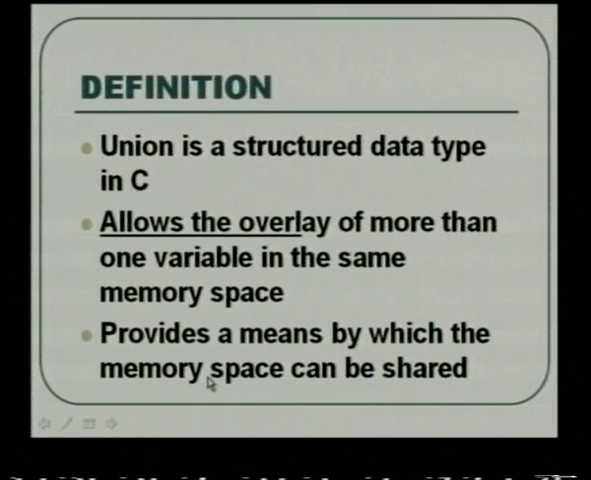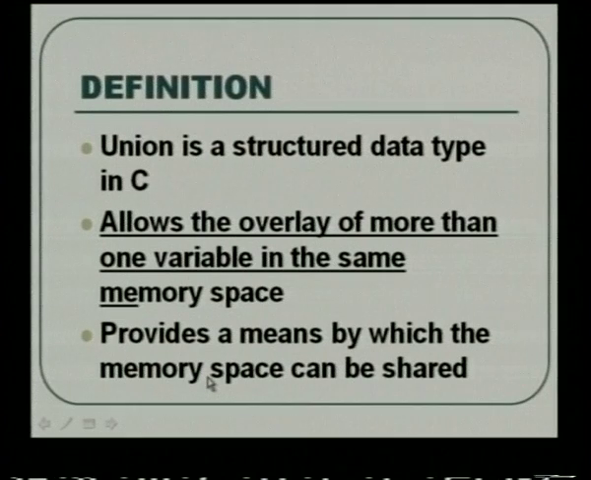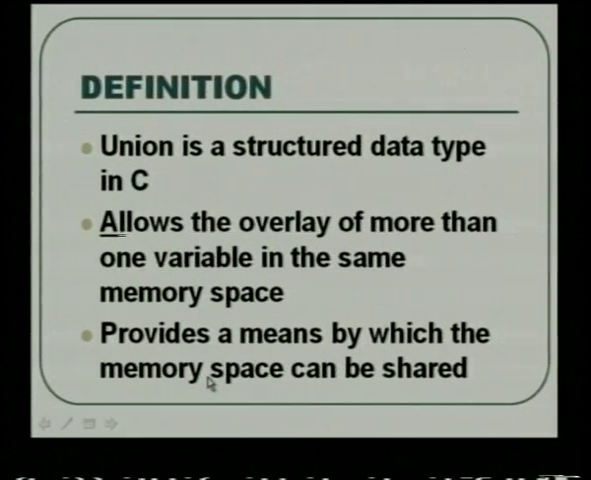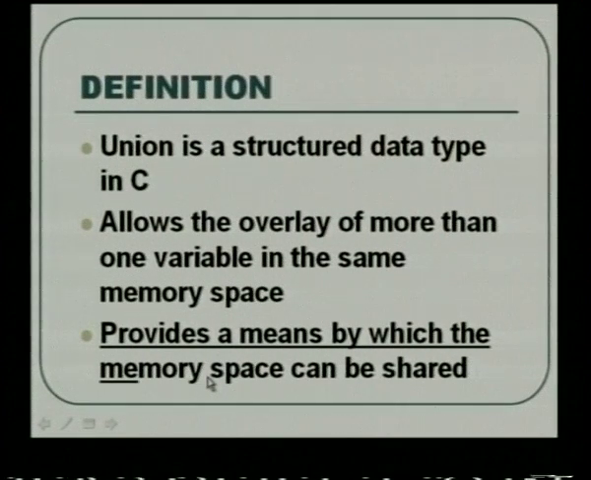It allows the overlay of more than one variable in the same memory space. Now, this is what is most important about union. Union allows variables of different types to occupy the same memory space at different times. Overlay: it allows an existing variable that is present in some particular space of memory to be overwritten and another variable to be stored in that same place. And it provides a means by which the memory space can be shared.